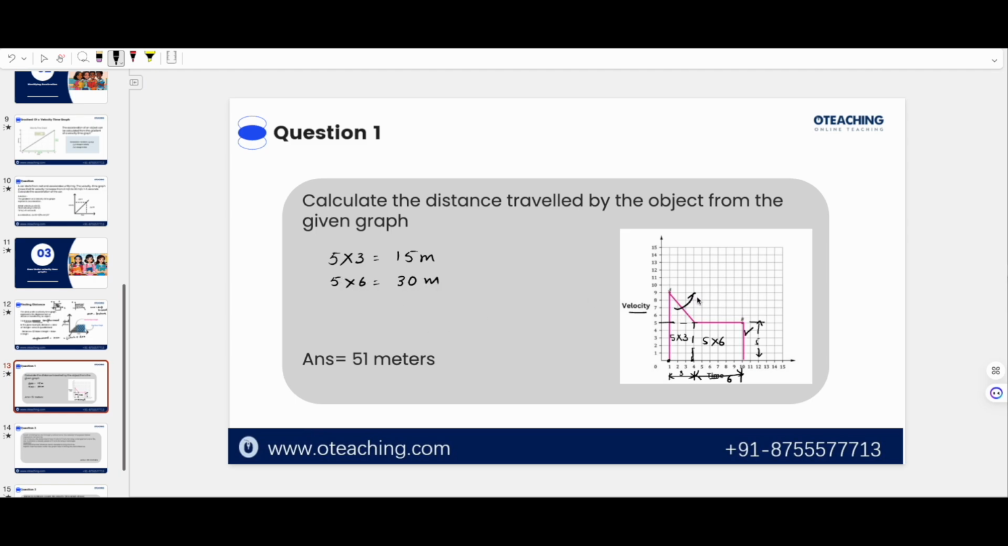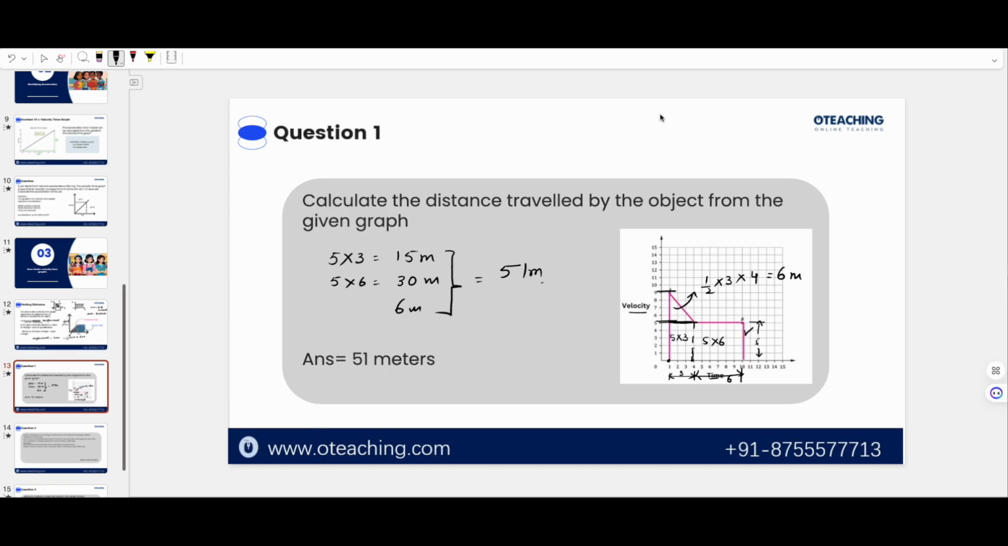Then we are left with the triangle. So we have half of base, where the base is 3, and the height is 9 minus 5, that is 4. That is 6 meters. As the whole graph is in the positive region, I will add up all the areas which I calculated and I'll get my answer as 51 meters.